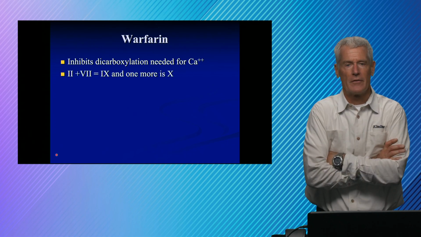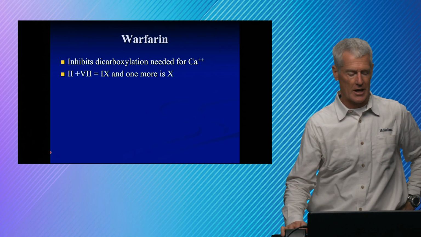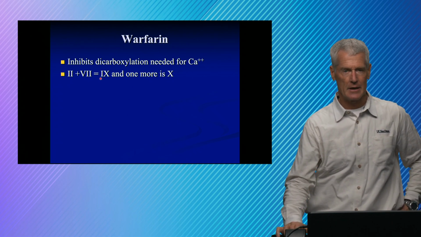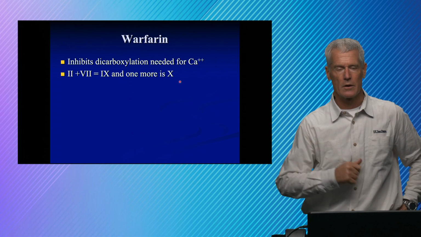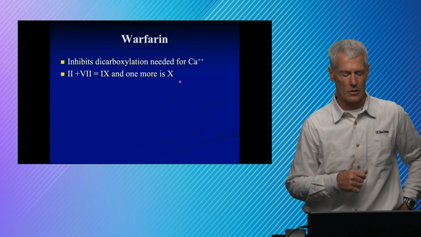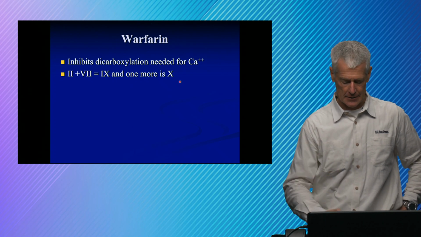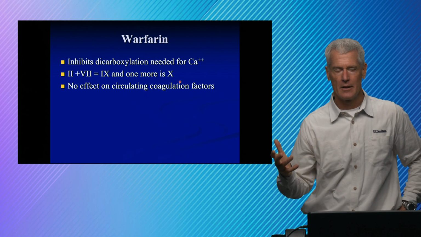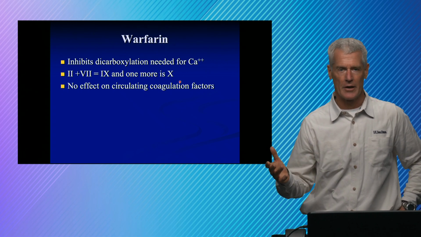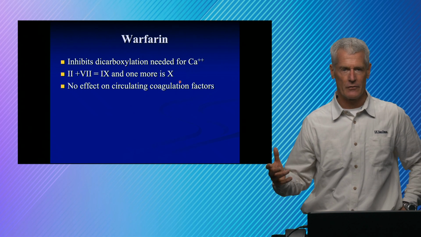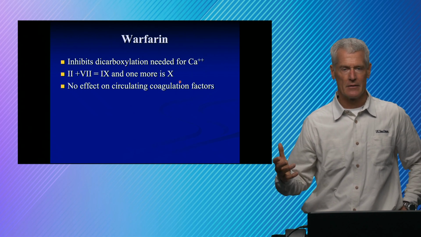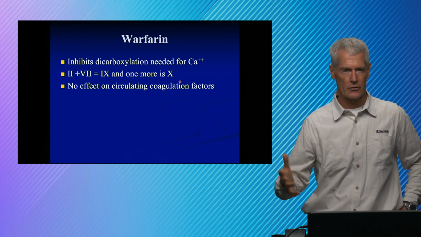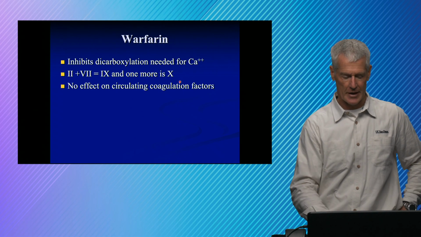And so which factors are affected? The chime that I remember is 2 plus 7 equals 9, and 1 more is 10. So there's 4 coagulation factors that warfarin has an effect on: 2, 7, 9, and 10. It doesn't have any effect on already synthesized coagulation factors. So you've got circulating coagulation factors that are going to be effective until they are used up. And so that's why we typically will start someone on heparin and then we will transition them to warfarin.